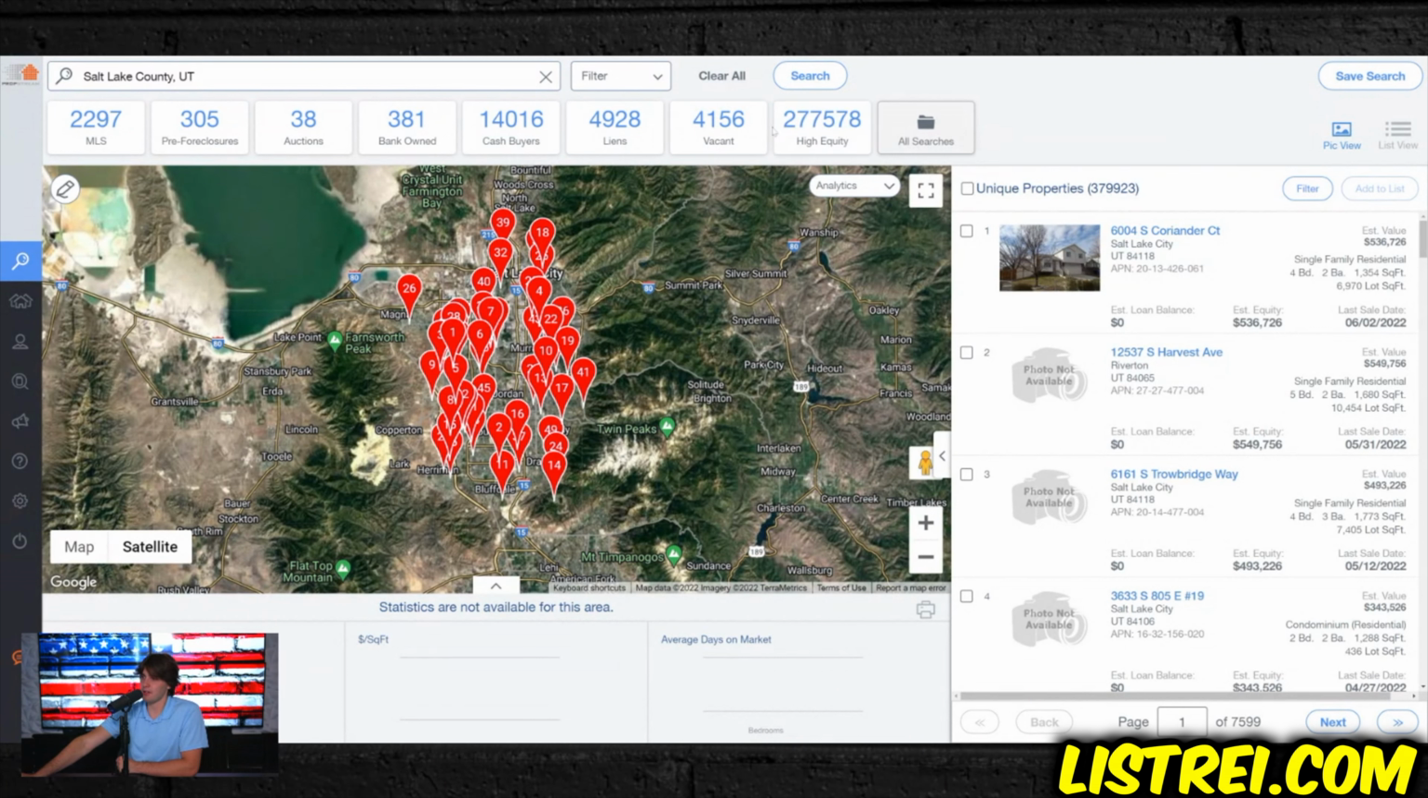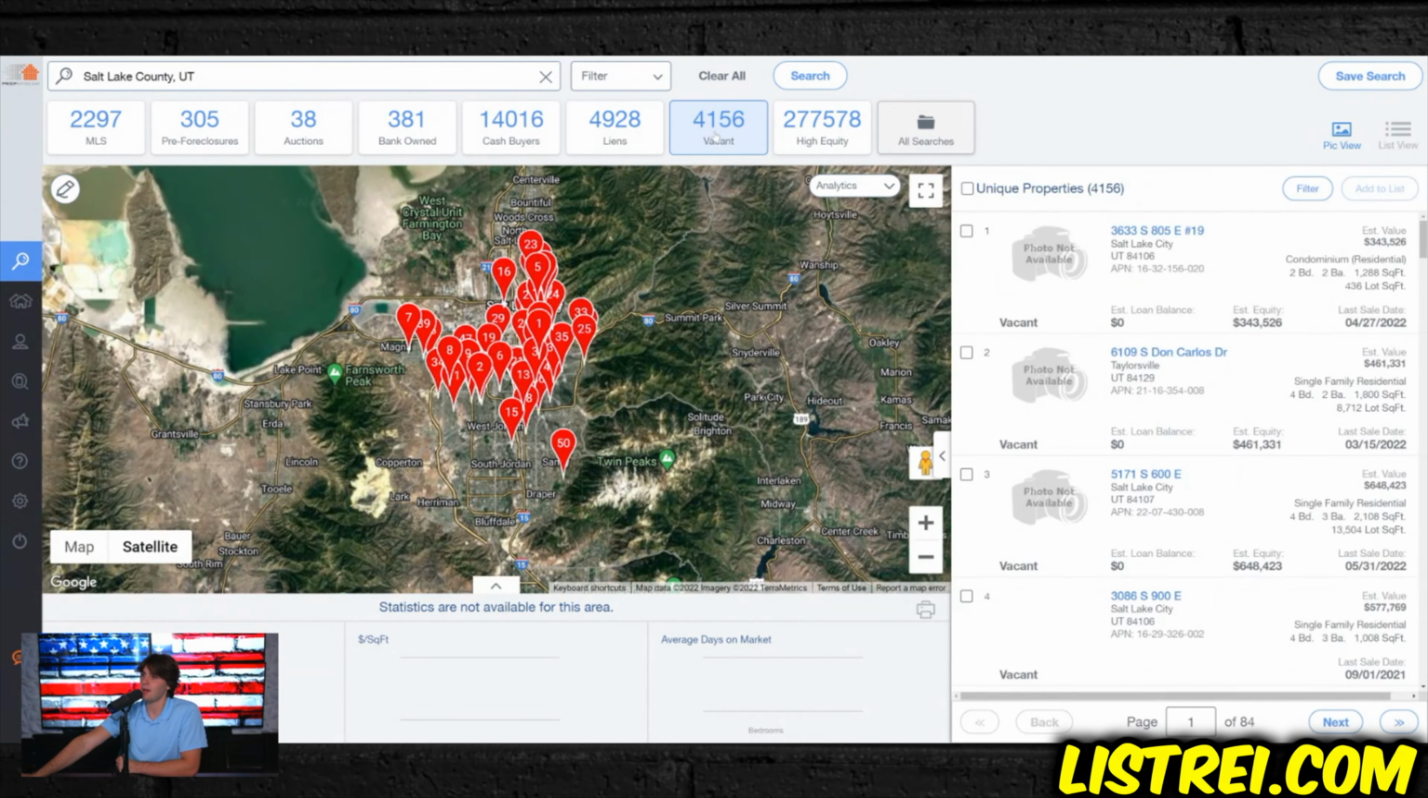A lot of wholesalers starting out, especially as a beginner, might pull the vacants, click that right here, and get the 4,156 vacants in Salt Lake County. The issue with that, guys, is there are specific filters in there that if you don't use them, you might not actually get a really good real estate wholesaling deal. Because if I have to cold call 4,000 vacants, oh my Lord, that's going to be a lot. And I could probably chop that down in half and not lose any potential deal. So let's go into the vacants to actually pull it out.